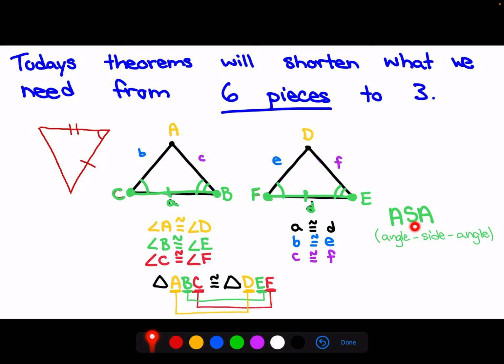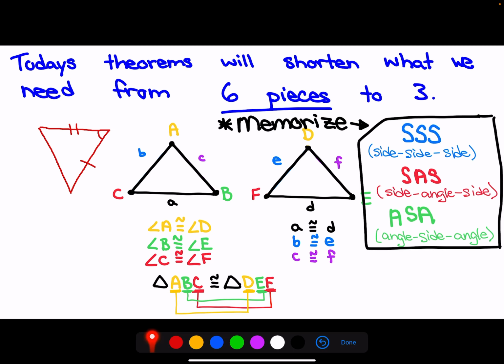This side length is sandwiched in between two congruent angles. We can see that on the picture. The side length is sandwiched in between two congruent angles. So angle, side, angle is enough for us to show that two triangles are also congruent.